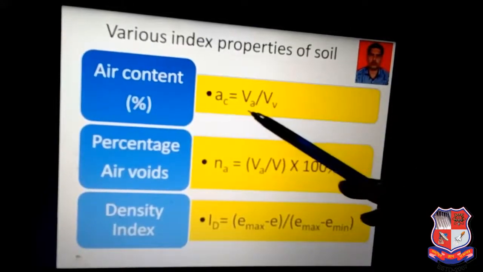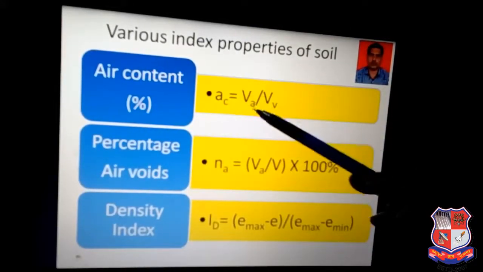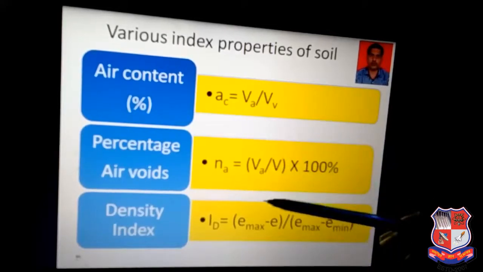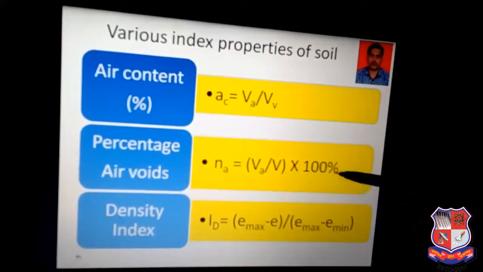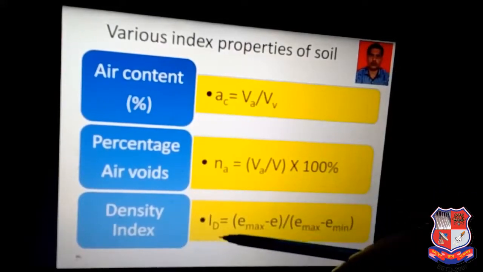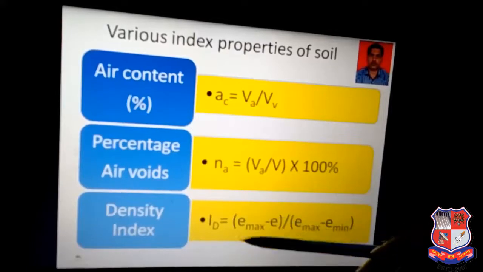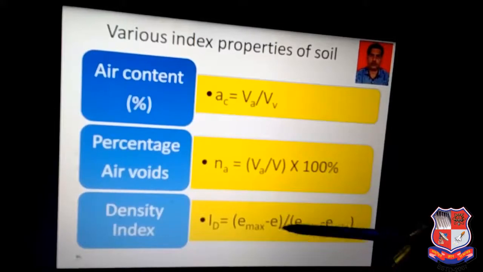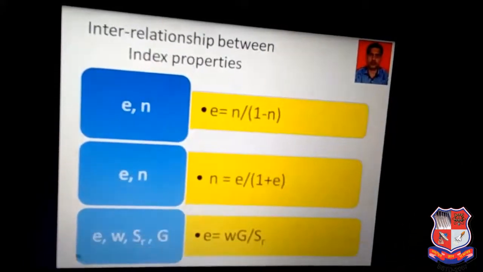Air content, that is AC, is the ratio of volume of air divided by total volume of voids, and percentage air content is Va by V into 100%. Density index ID is the maximum void ratio, that means the loosest state of soil, minus E, the void ratio in the natural state of soil, divided by the difference between the loosest state void ratio E max and the densest state void ratio E minimum. So this ratio will give us a density index value.